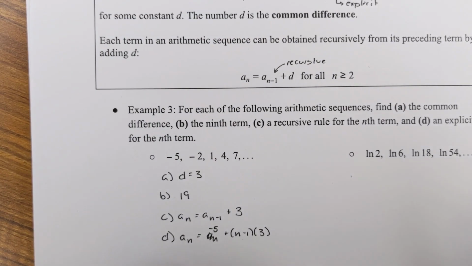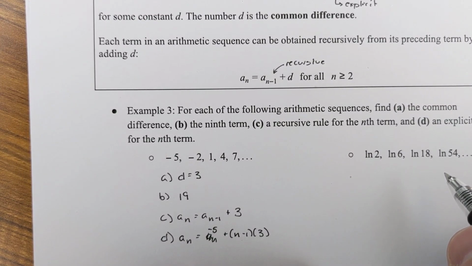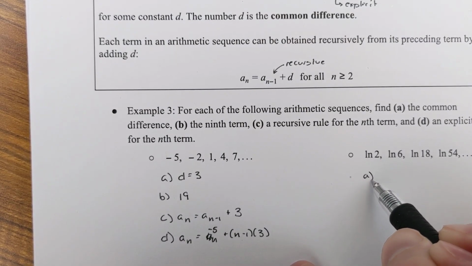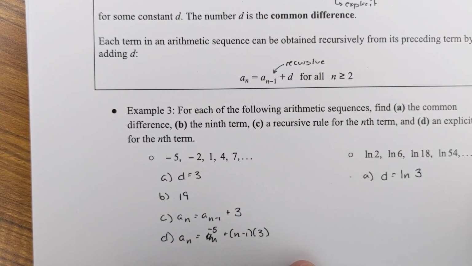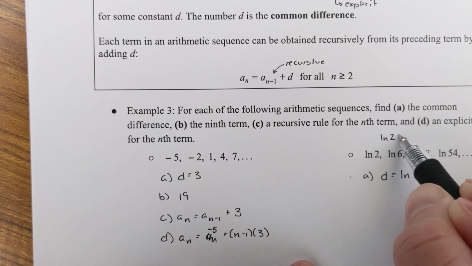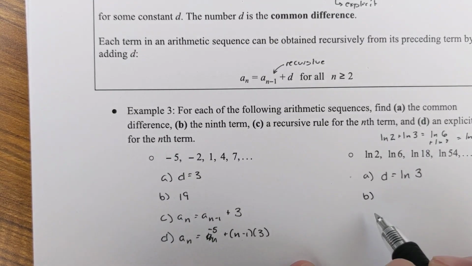Okie dokie. So over here, okay, this is a bit trickier. These are natural logs. Over here, the common difference is the natural log of 3. The reason this happens is that if you look at these numbers, they triple, because when you add 2 logs together, you actually multiply what's inside of them. And then if I add ln 3 to that, I get ln 18, and so on. So there's my common difference. We're going to skip B for now.